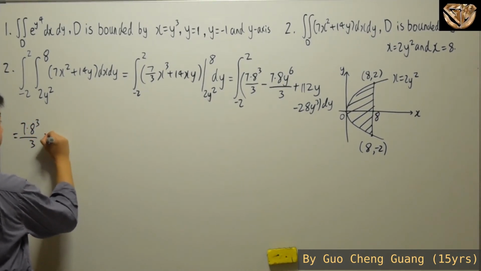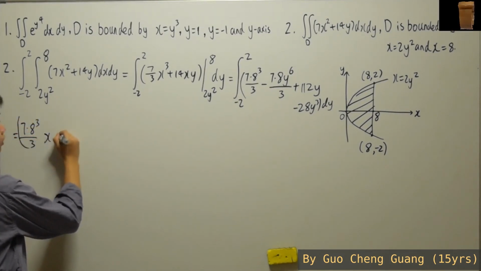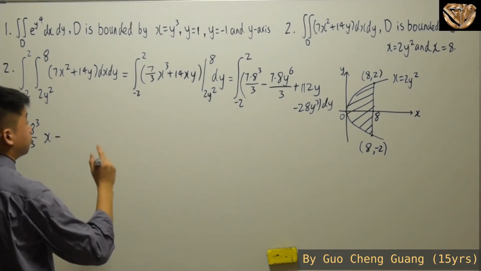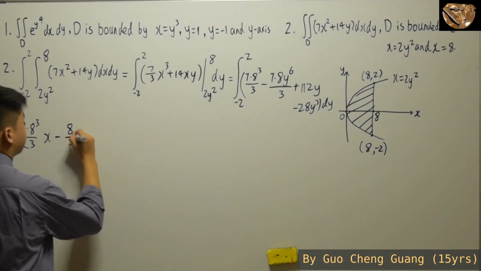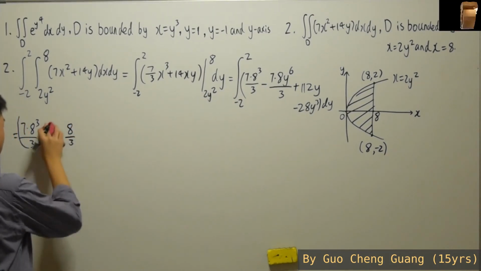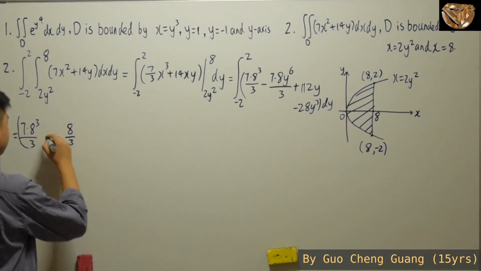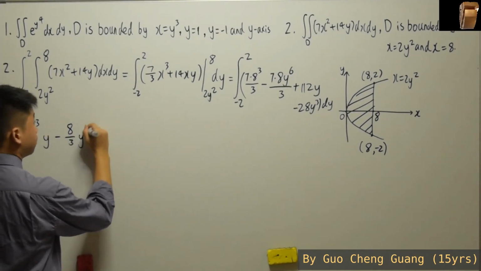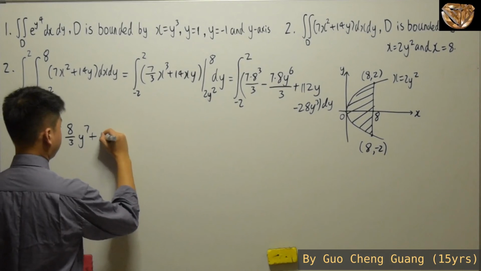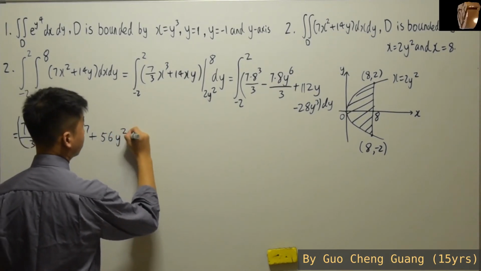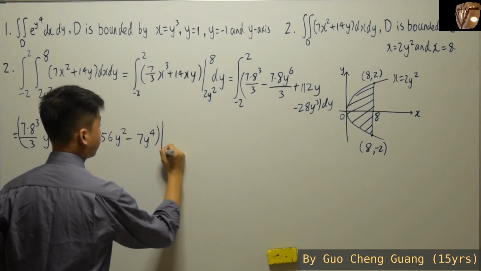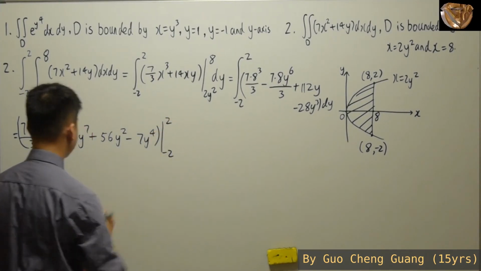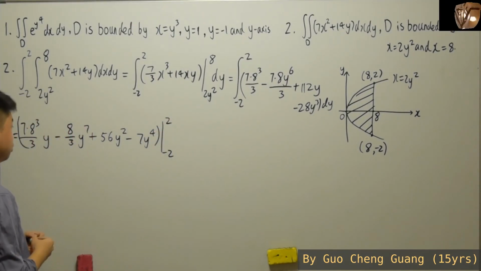So we're going to have x and then negative, so y to the power of 6 becomes y to the power of 7, removing the 7 from the front. I mean, this is y not x. And then add on 56y squared minus 7y to the power of 4. And next you just have to sub in the values of negative 2 and 2.